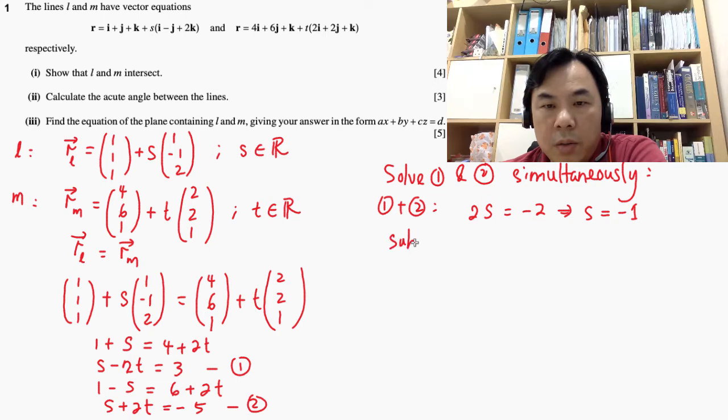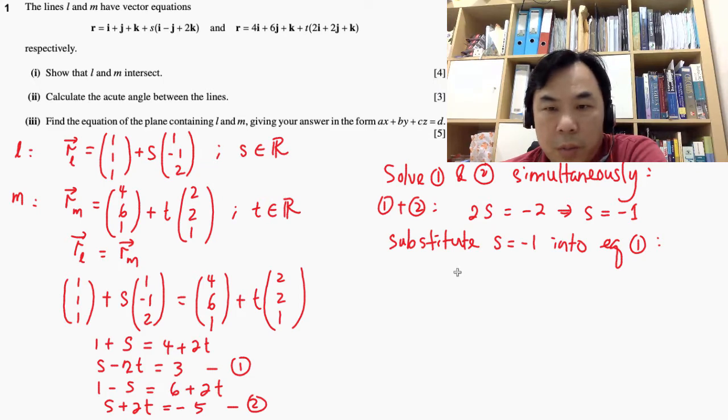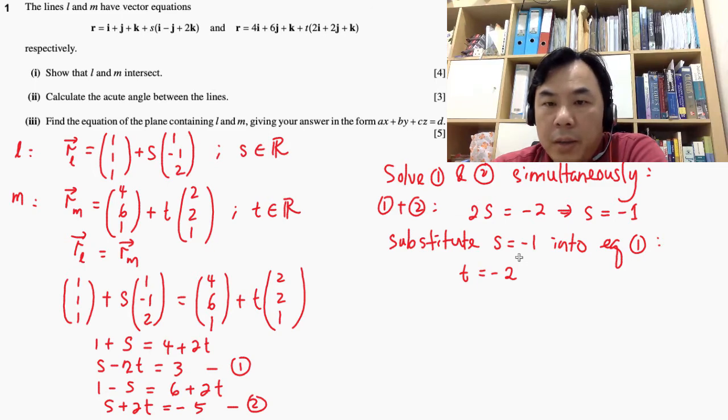I'm going to write that down. Substitute s equal to negative 1 into equation number 1, for instance. If I substitute this back into equation number 1, then I would be able to get t equal to negative 2. Let me see whether that is correct. That is a 4, that's a 3. Okay, that is correct. So that gives me a unique solution for both the values of s and t here.